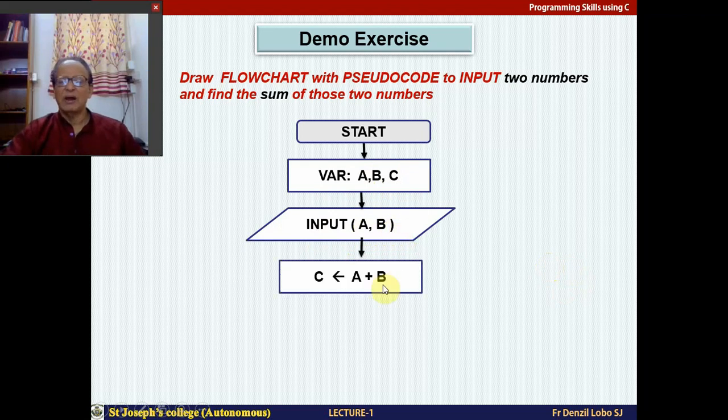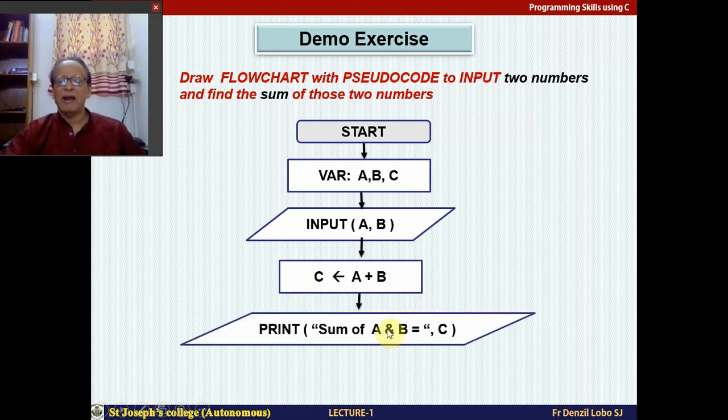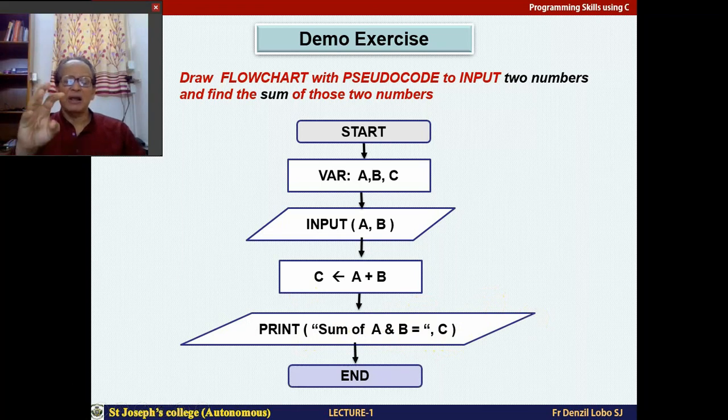And after that, we find the sum of A and B and put it in C. This is the next assignment statement. And after that, there is an output statement, print sum of A and B equal to C. C contains the sum of A and B, and we print that. And with that, we come to the end of this flowchart, which is the flowchart along with the pseudocode. And this is the complete flowchart for the sum of two numbers.